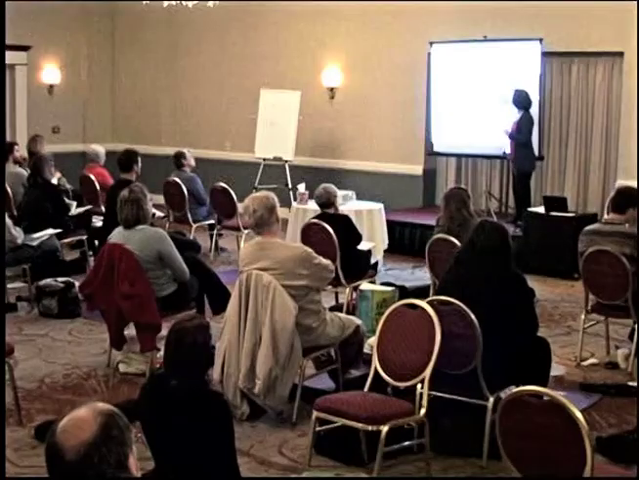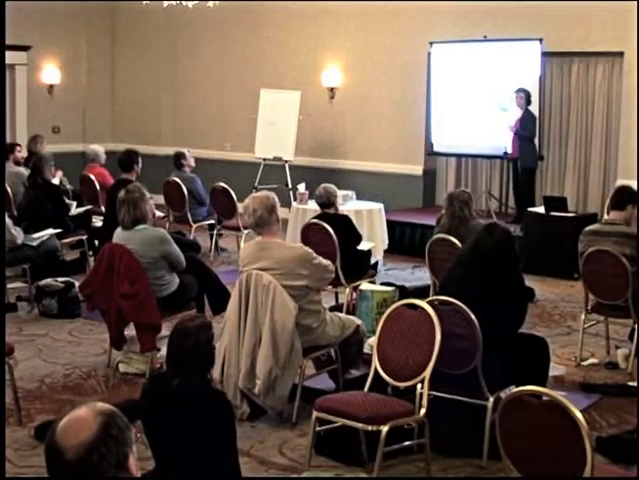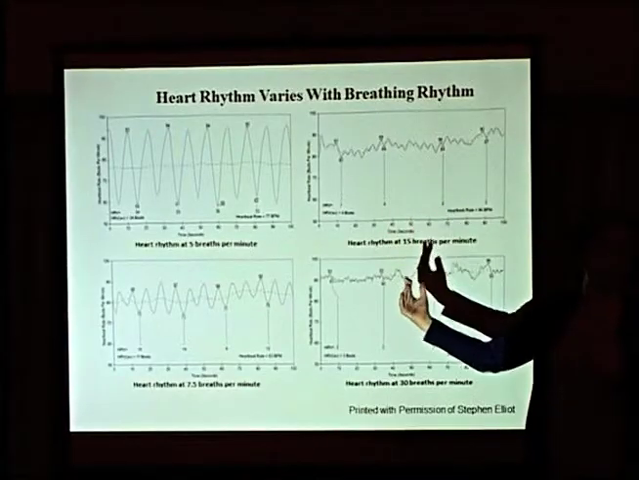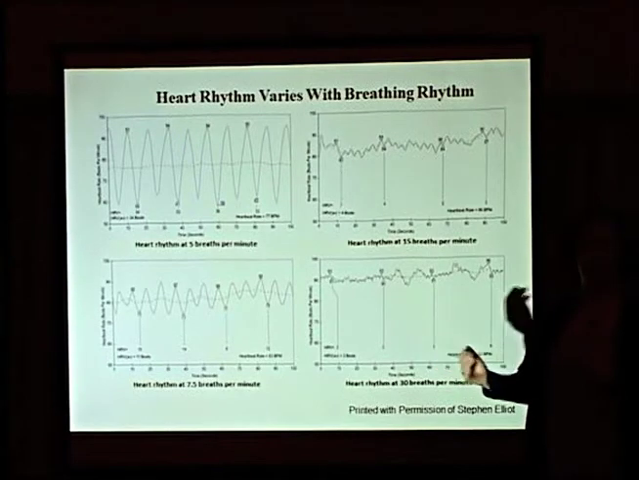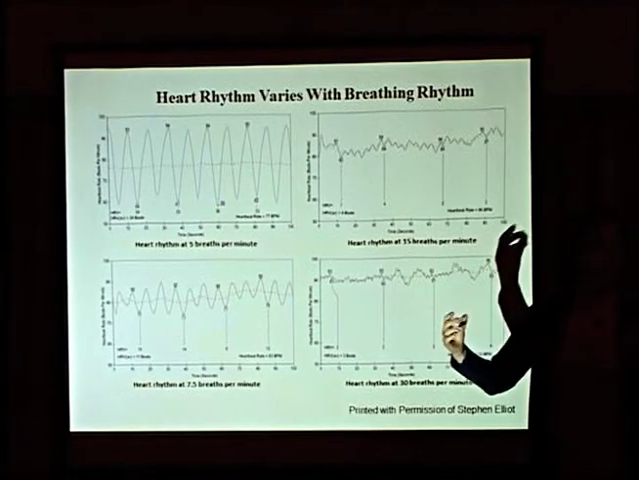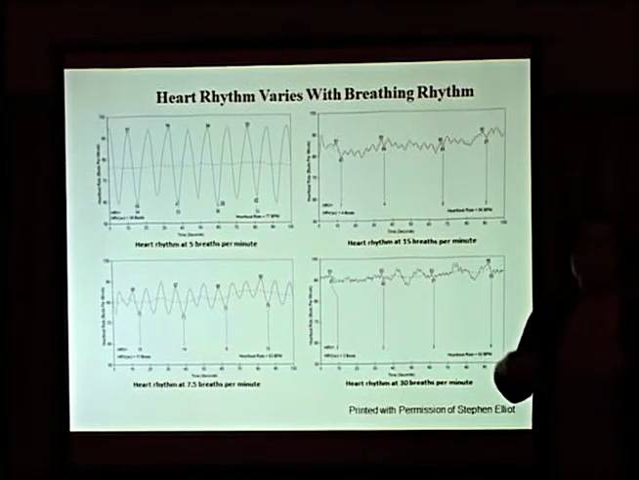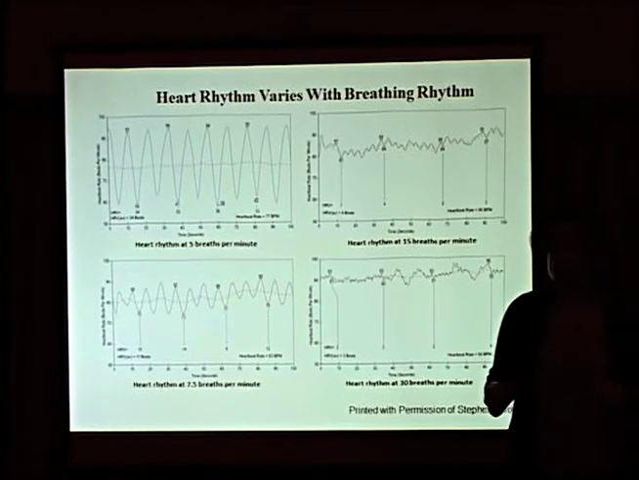So if we can get you to breathe at 5 breaths per minute, you're going to have a much healthier heart rate variability. And your blood vessels are going to start doing this, okay? So your cardiovascular system will be functioning as though you're much younger.